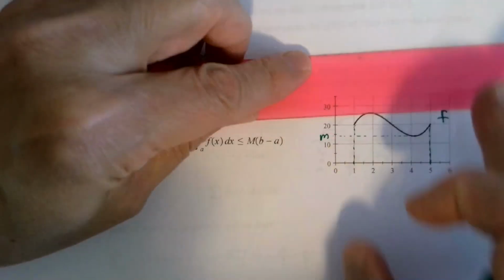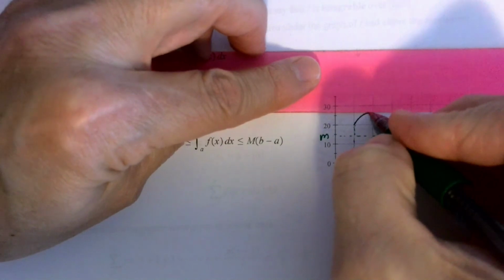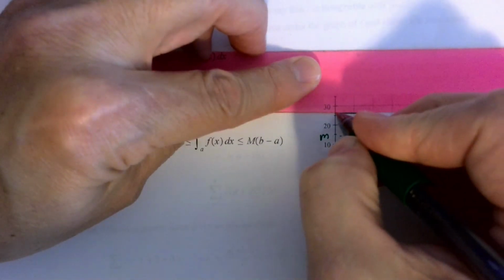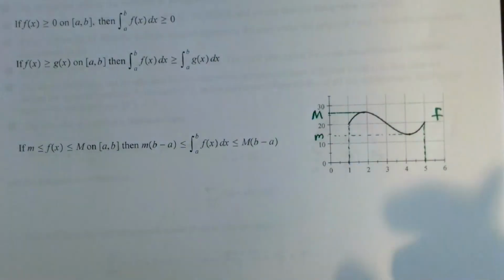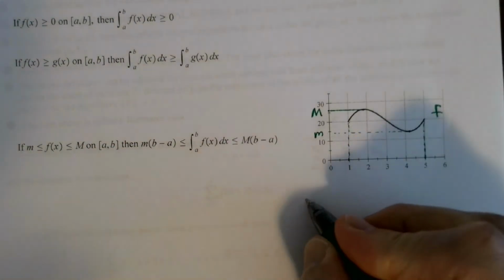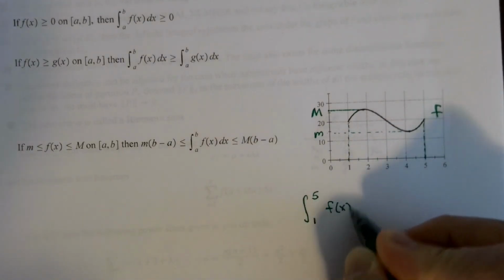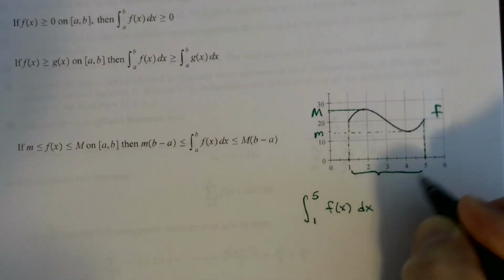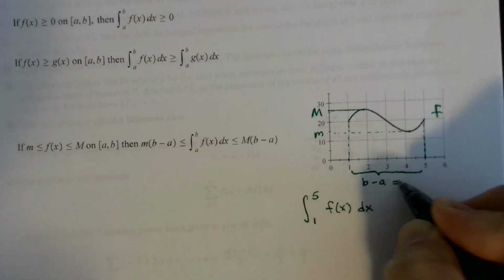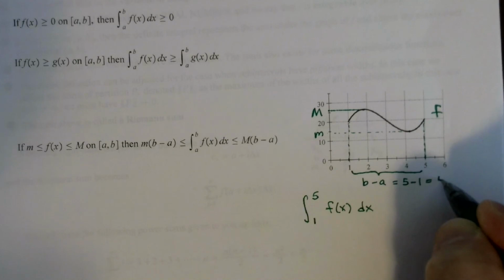And what's the biggest? Well, the peak looks to be right here. And so let's see where that is about. Maybe that's about 26 or something. I'm just going to call that big M. And so this means that our integral from 1 to 5 of f of x dx is trapped between what two numbers? Well, b minus a in this case, b is 5, a is 1, is 4.